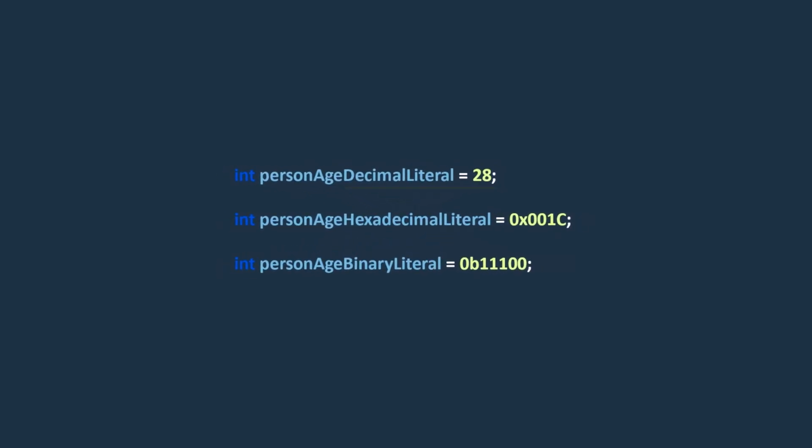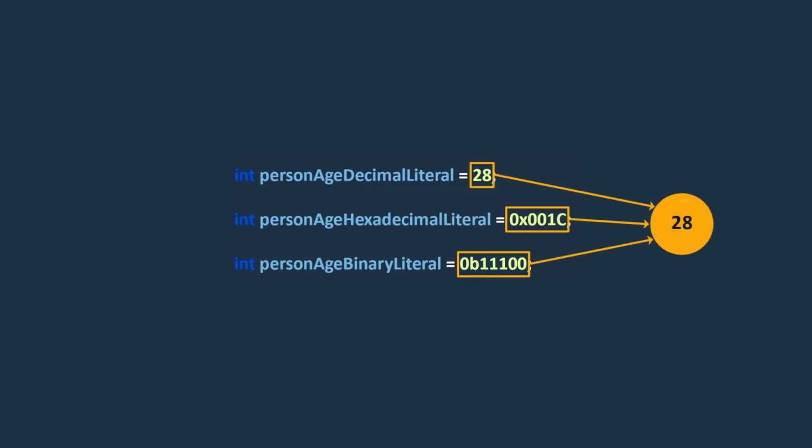An integral literal is an integer value written directly in our code and can be a decimal literal, hexadecimal literal, or binary literal. In these three examples, the values assigned to the variables are equal to each other, which means the value of all of them is 28.